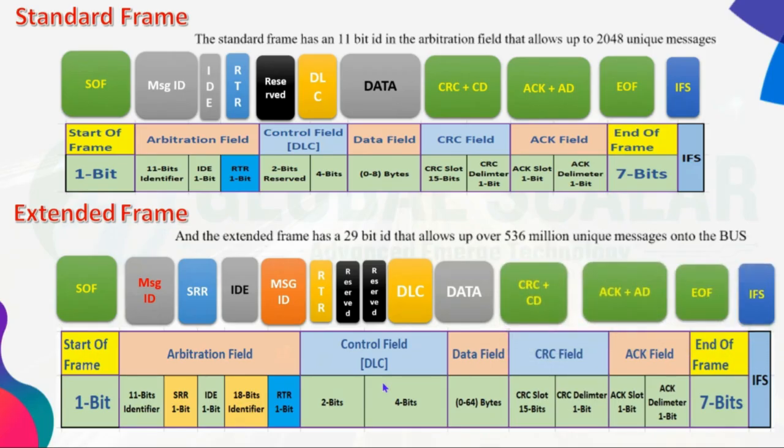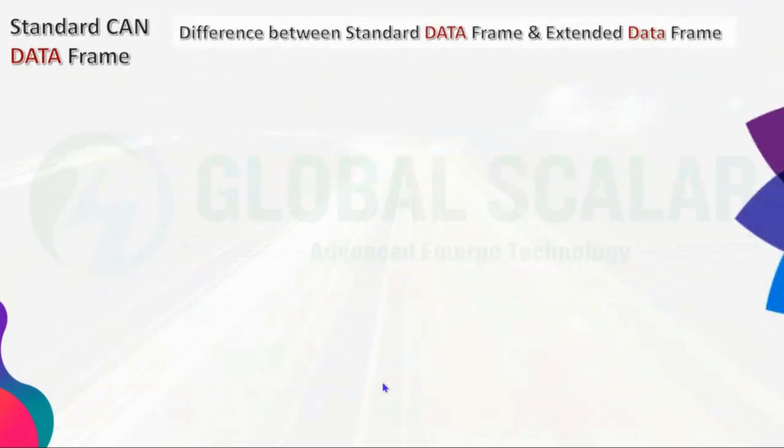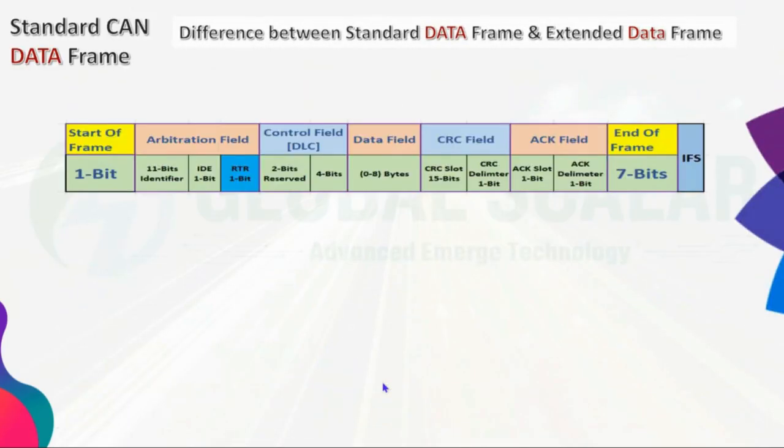So these are similar. After the control field, the data field, CRC field, acknowledgement, and end of frame are all similar for standard and extended. The only difference is the data that we are able to configure. In the extended frame, we are able to send 64 bytes of data, and in the standard CAN, 8 bytes of data can be transferred. To understand in detail, we are going to look at the main differences between the standard and extended frames.